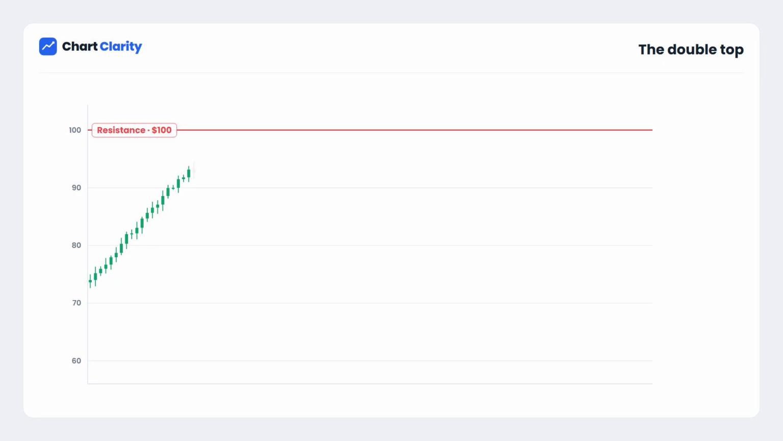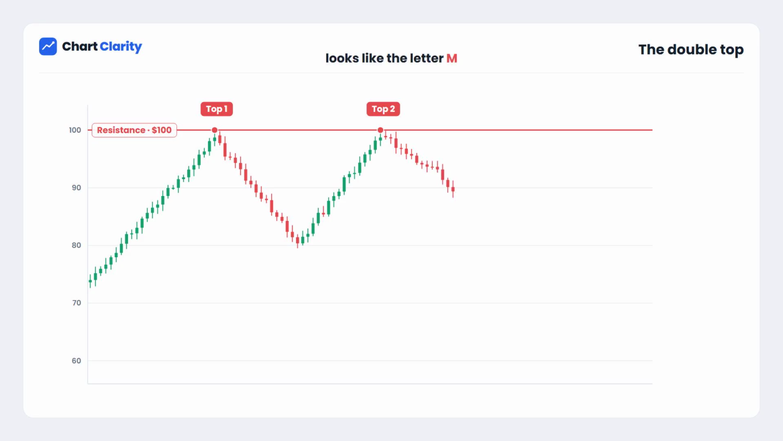Here's where our pattern begins. Price climbs up and hits that ceiling, let's say at $100. It can't get through, so it falls back down. That is our first top. Then the buyers regroup and they try again. Price climbs all the way back up to that very same ceiling, $100, and once again it fails. It gets rejected and it falls. That is our second top. Two peaks side by side at almost exactly the same price. On the chart, it looks like the letter M. That shape is the double top.